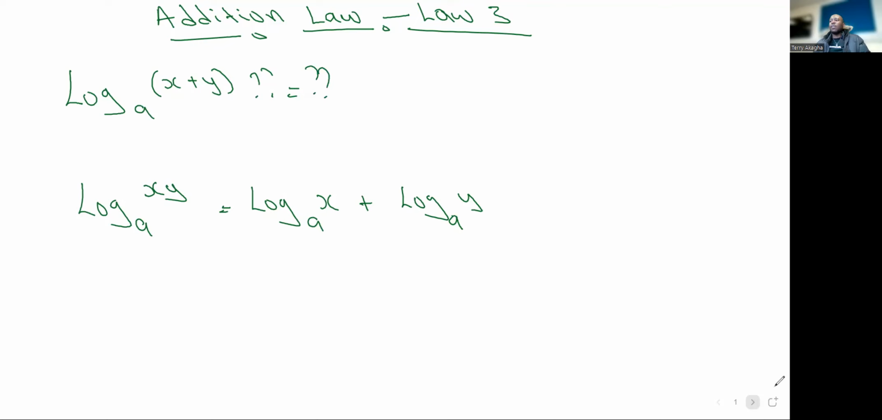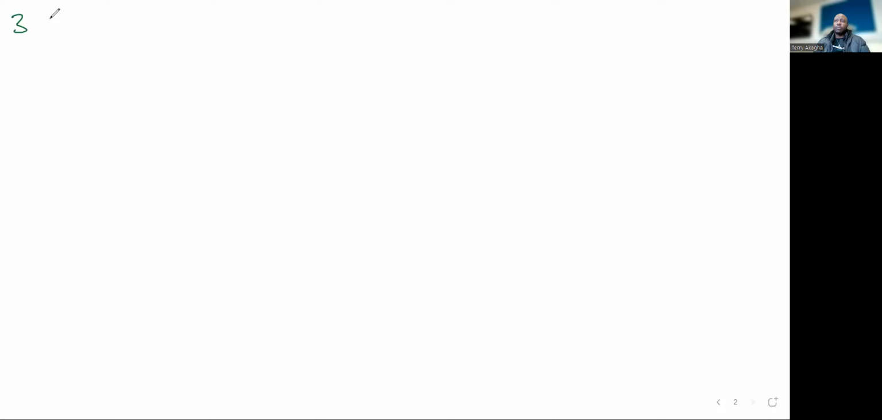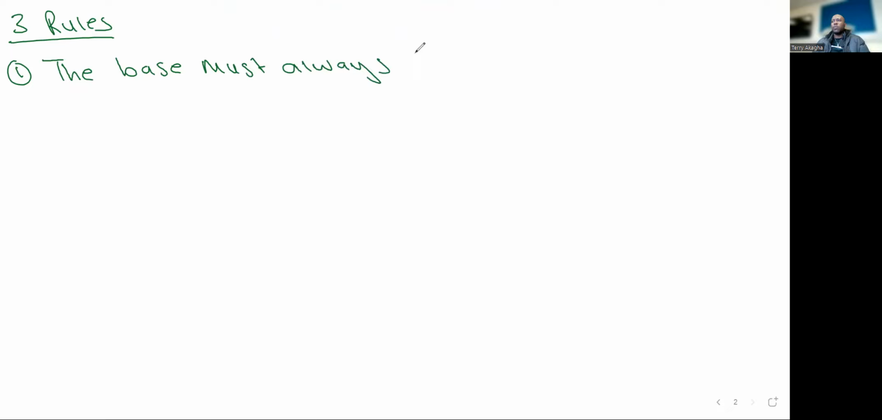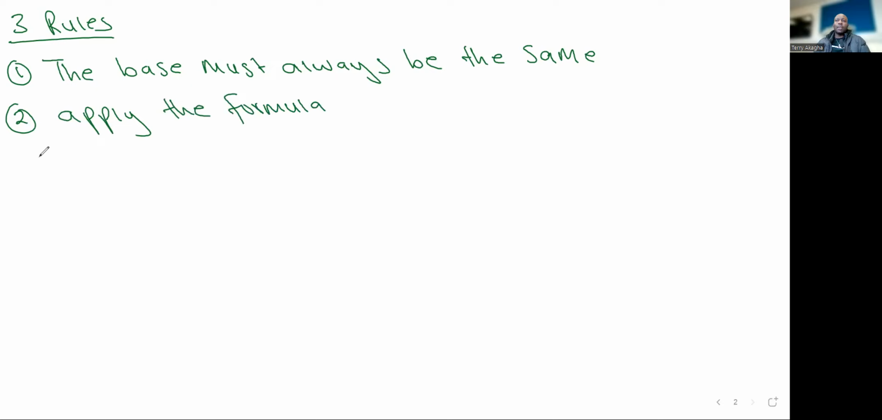In order to do this, there are three steps. The first thing, like I always say, is that the base must always be the same. Number two, after you know the base is the same, you apply the formula on how to solve this. And after applying the formula, the next thing you do is simplify.